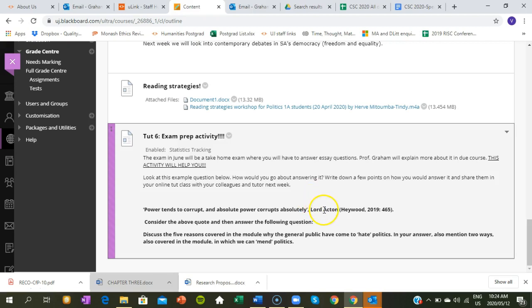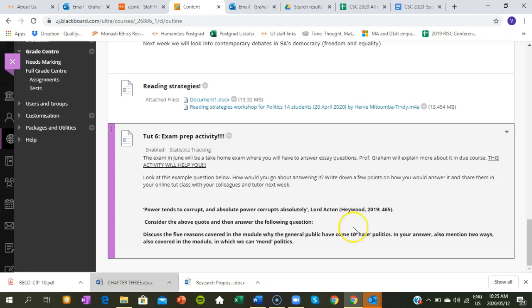So the exam in June is a take-home exam where you'll have to answer essay questions. I will explain more about this in due course, but this activity designed below will help you to prepare for the exam. So look at the example below and think about how you would go about answering it. Write down a few points on how you would answer it and then share them in your online TUT classes with your colleagues and tutor next week.